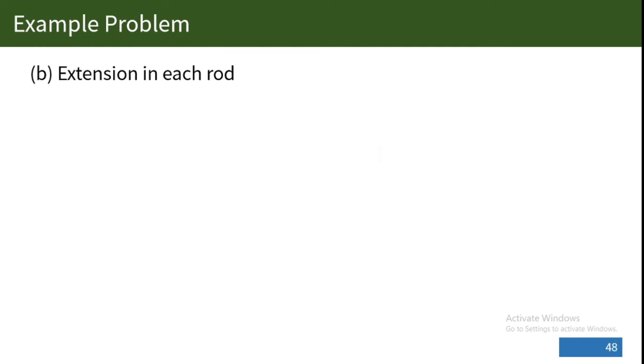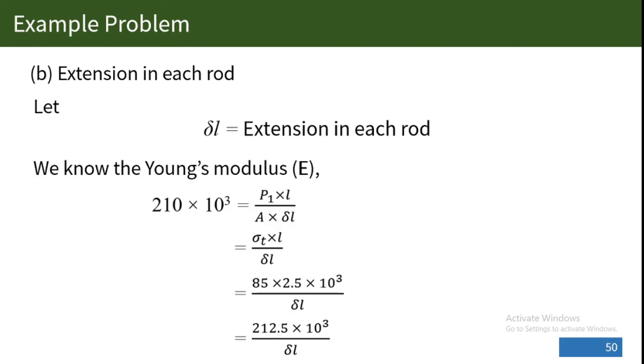Okay, so our second requirement is the extension in the rod. When we say extension, this is delta L in the rod upon carrying the load. Let's take delta L as the extension in the rod. We know the Young's modulus, given in the problem. So the Young's modulus for the material of the rod is equal to 210 kilonewton per millimeter square.